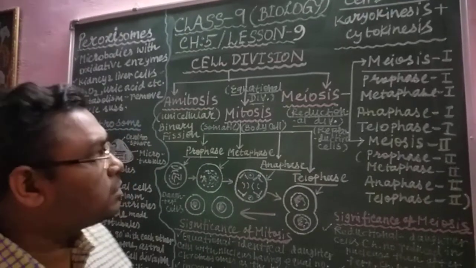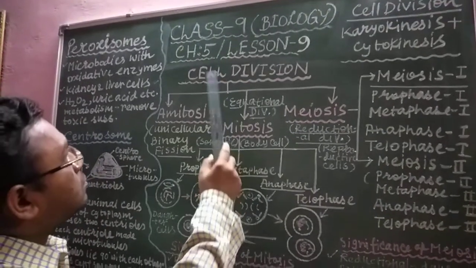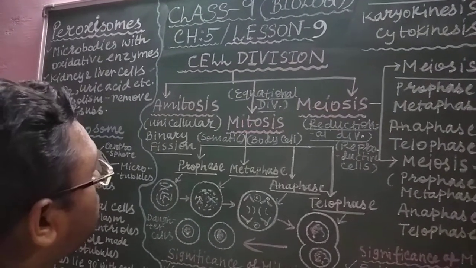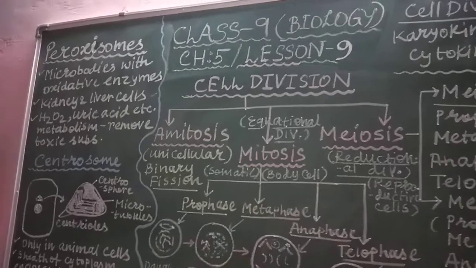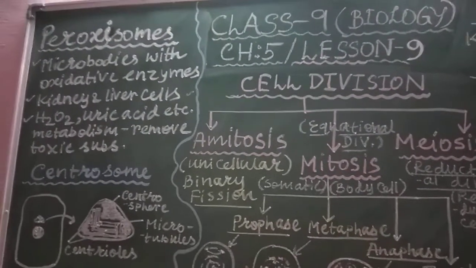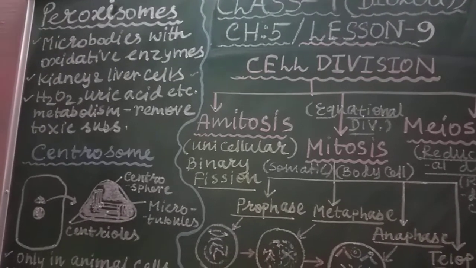Hello students, this is lesson 9 on chapter 5 of class 9 biology. Today we are going to discuss cell division, but before that we are going to discuss two more organelles which are mainly present in the animal cells.